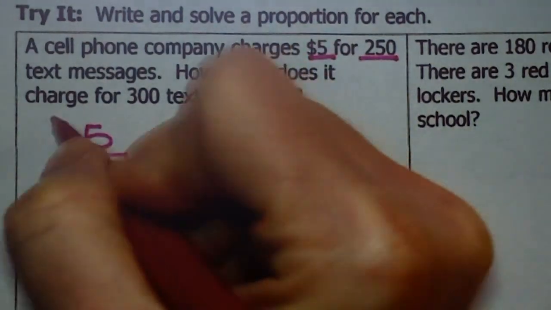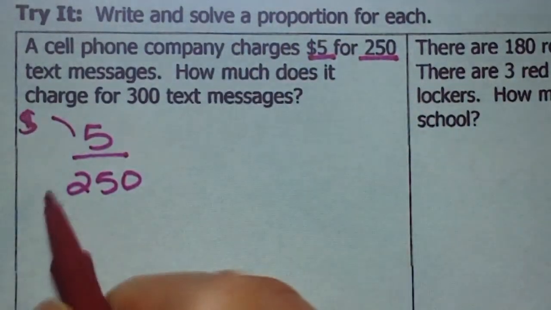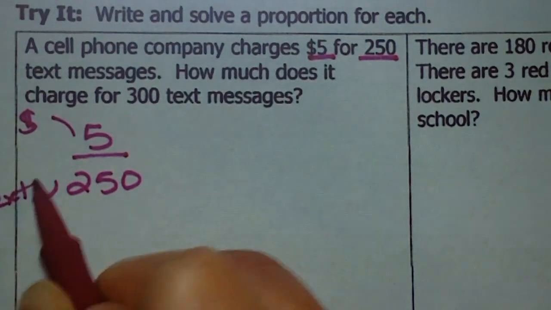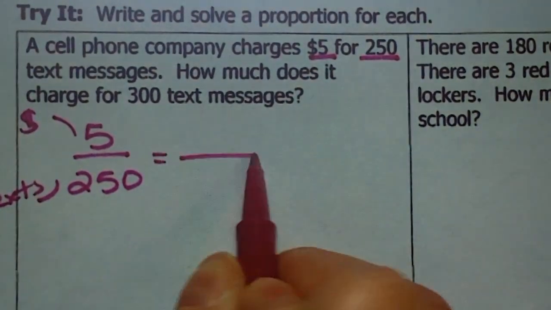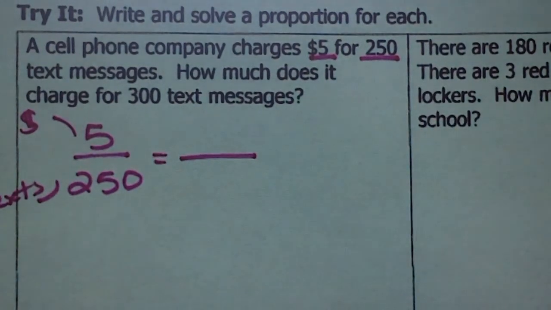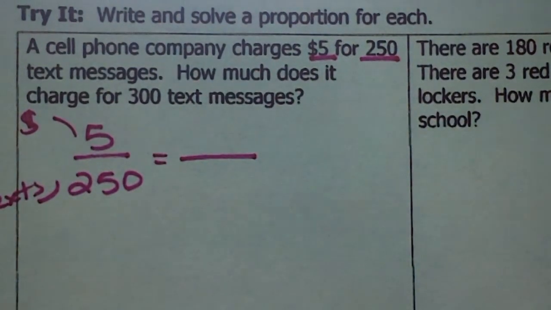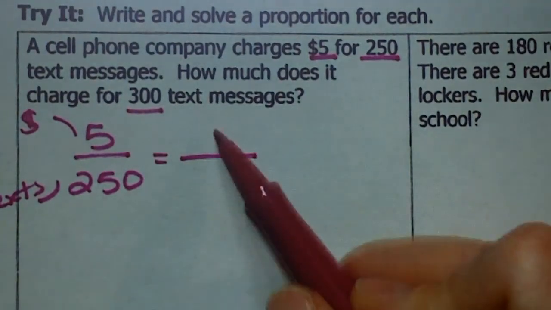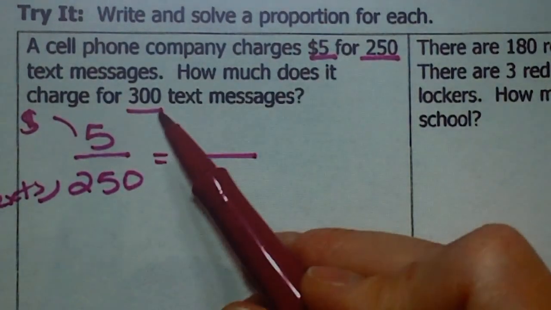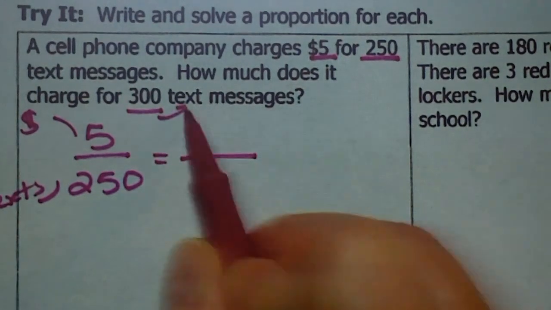And I want you to remember that the 5 represents the dollars and the 250 represents the texts. Okay? That's important. All right. Now it says how much does it charge for 300 text messages? It gives you the number 300. Now you have to determine, does it go in the top or in the bottom? 300 is the number of text messages, right?